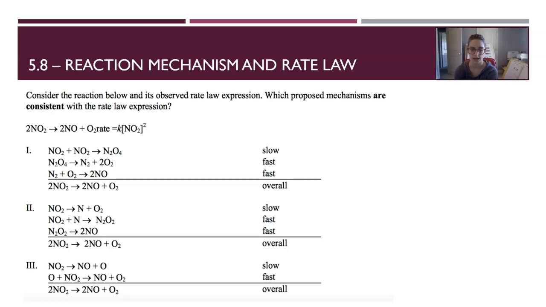Notice that all of these mechanisms are valid based on how the reactants turn into products for the overall reaction. However, the mechanism must be consistent with the proposed rate law. And so the rate law is K times the concentration of NO2 squared. The only reaction mechanism that has an elementary reaction for a slow step that matches that rate law is proposed mechanism 1.